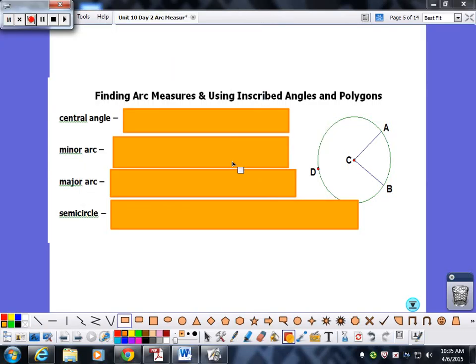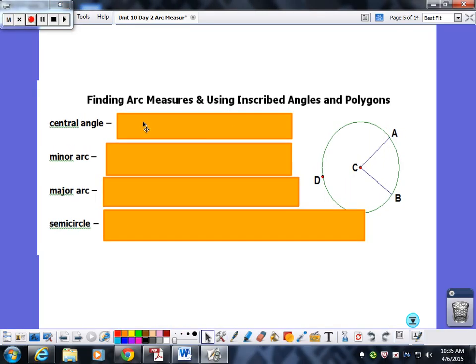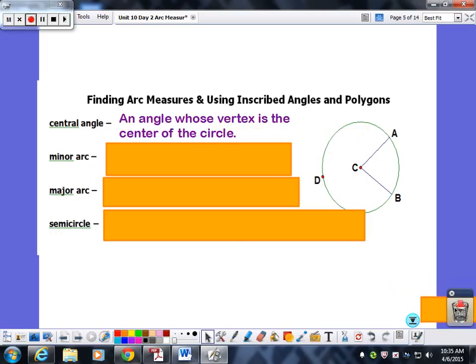Welcome to day 2 of the circles unit. Today we're talking about finding arc measures and using inscribed angles and polygons. First, we need to cover some definitions. First is central angle. A central angle is an angle whose vertex is the center of the circle. So in this case, ACB is the central angle.